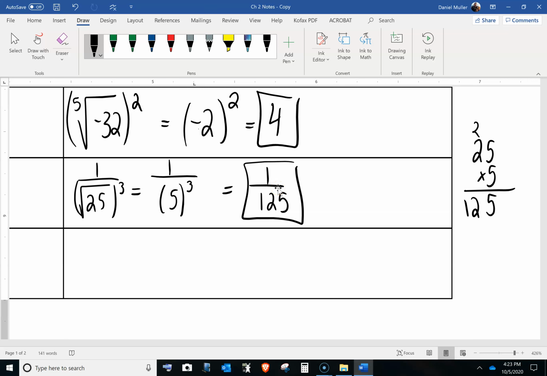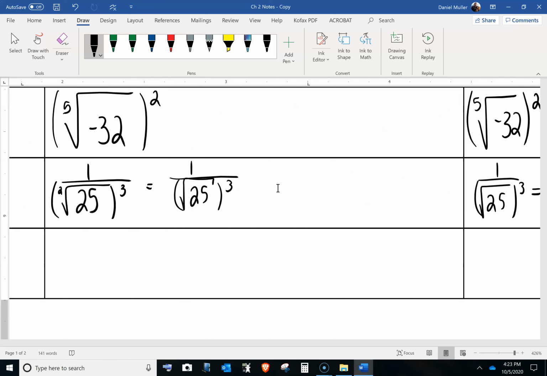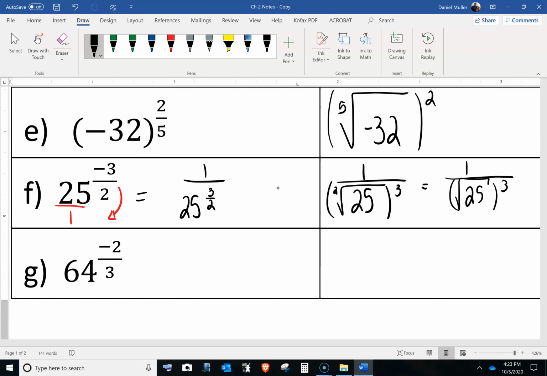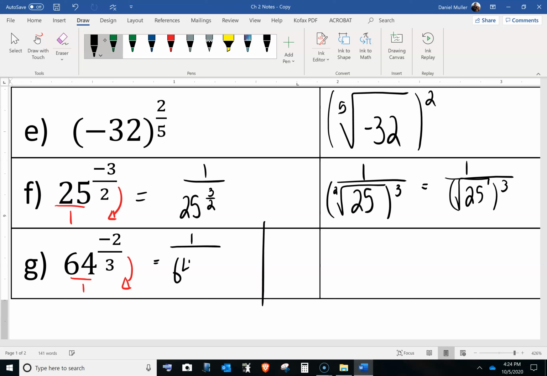So is that a little bit different? Of course, the fact that it's 1 over, but the negative just made it a 1 over. If you saw a negative here, you can probably just ignore it, do the question like normal, and then make it 1 over at the end. Same with this one. So I can see, okay, well, this is going to have to go down below because it's a negative exponent. So I've got a 1 over 64 to the power of a positive 2 over 3.